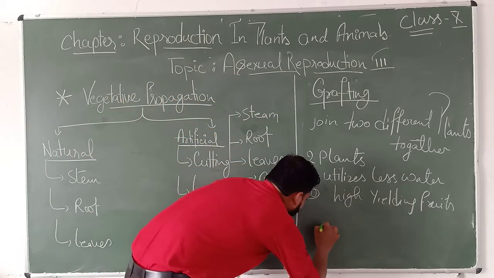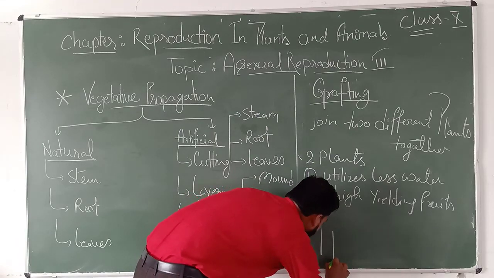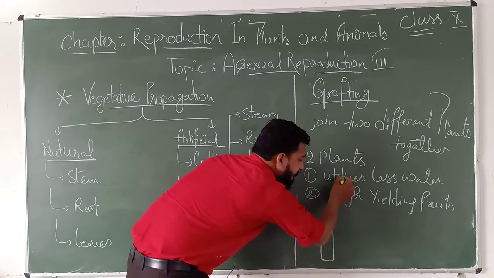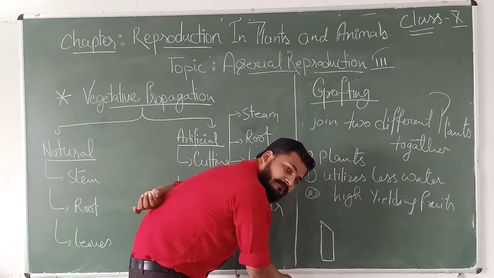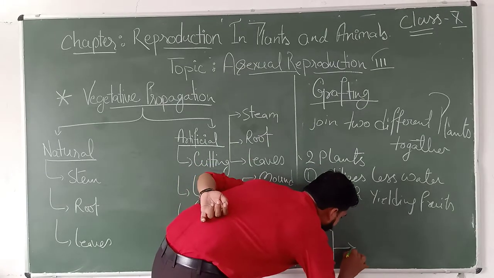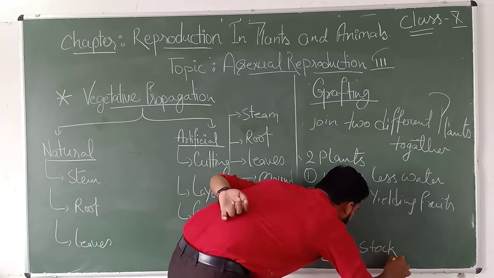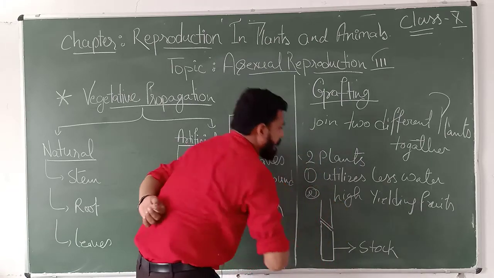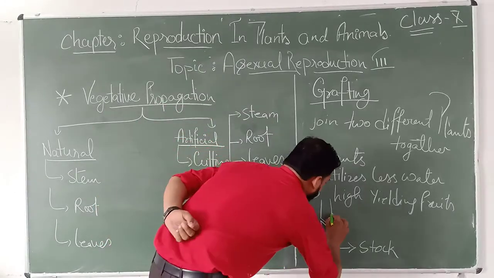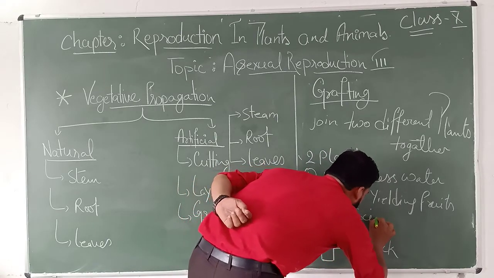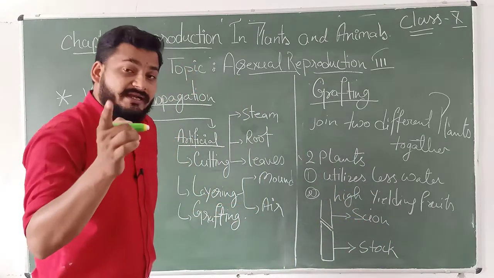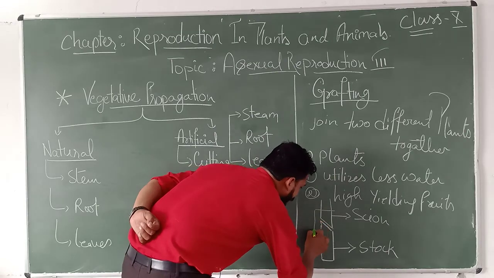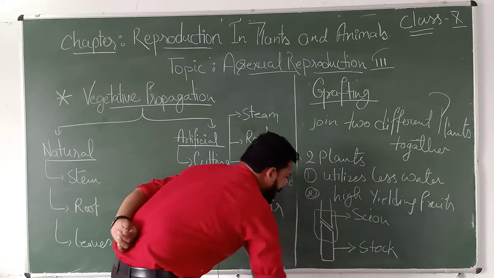So what we do is we take the lower part of one plant. Obviously the water has to come from the roots, so we'll take the rooting plant downside. This will be known as stock, and we'll take the high yielding fruit part as the second plant. And as we did in the case of air layering, we'll take the mixture of soil, water, manure and tie it with a cloth.